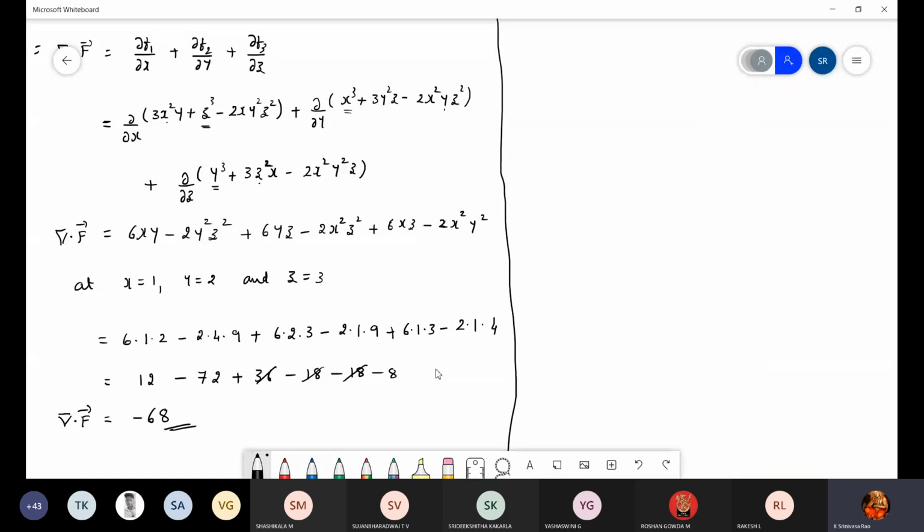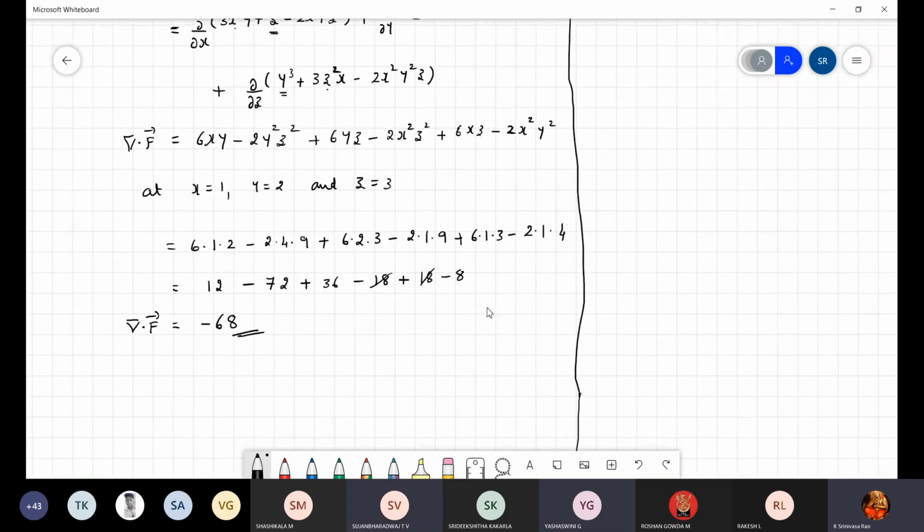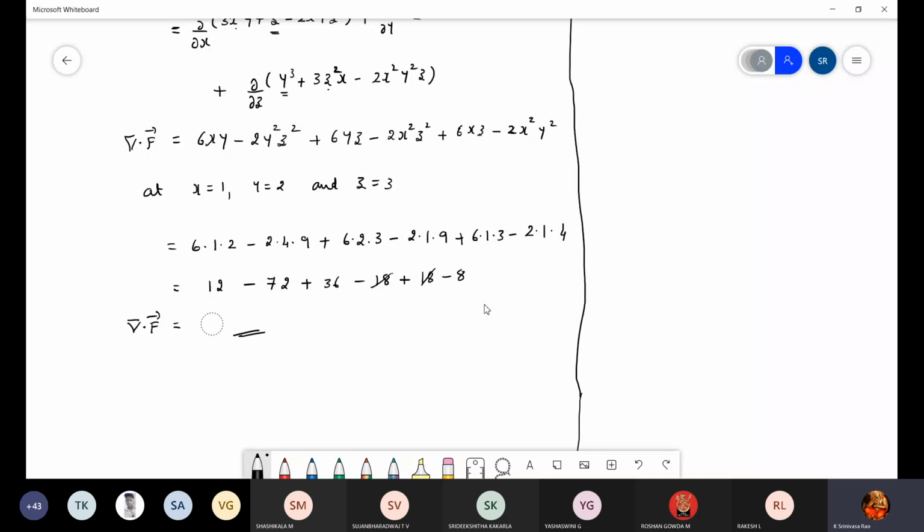Okay. So then this gives 18 plus 18 plus 18 and minus 8. Correct? Now 18 cancel. What is the answer? Minus 32. Minus 32. Yes, so because of that plus and minus, it will vary.